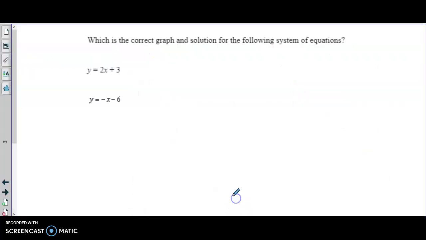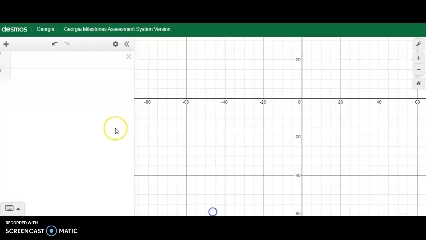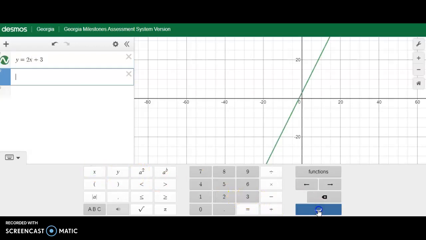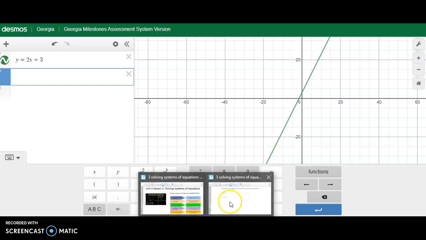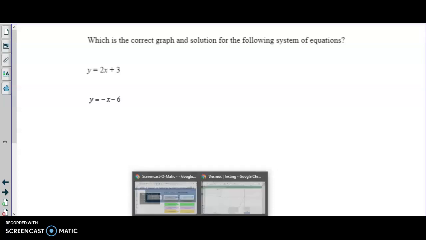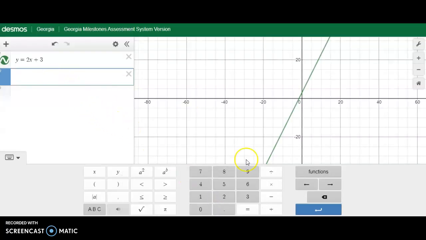So the first equation was y equals 2x plus 3. And then hit either the enter or that blue arrow. And then type in the second equation, y equals negative 6 minus x. Oops. Don't know what I did there. And there's our two equations.